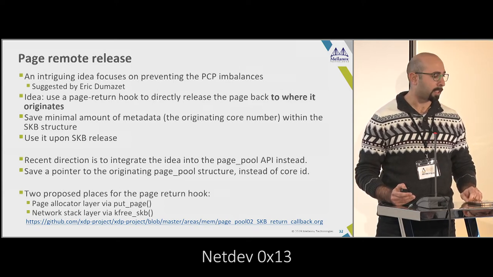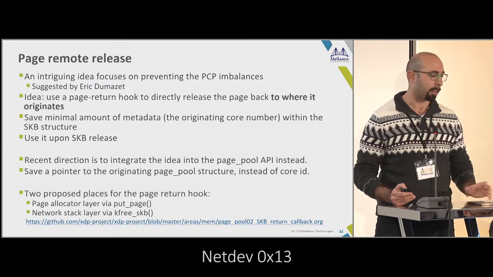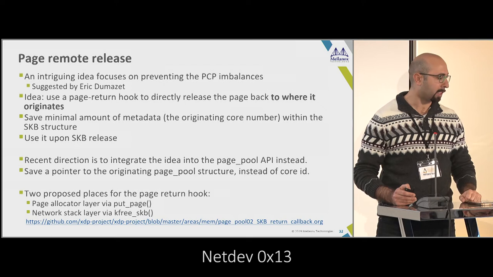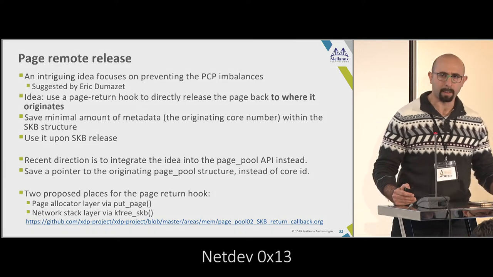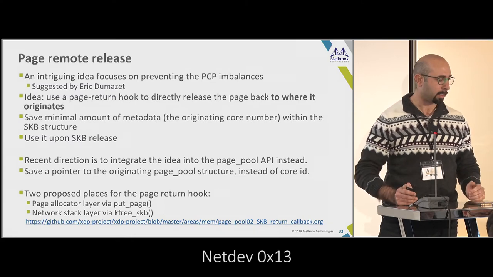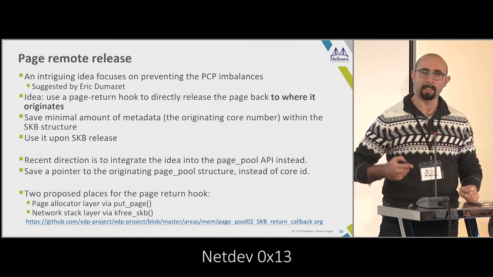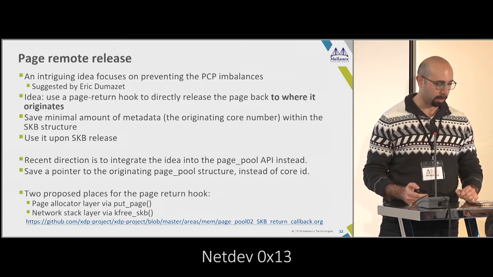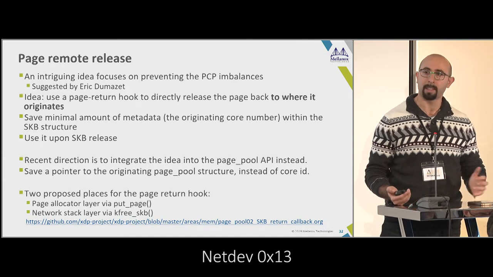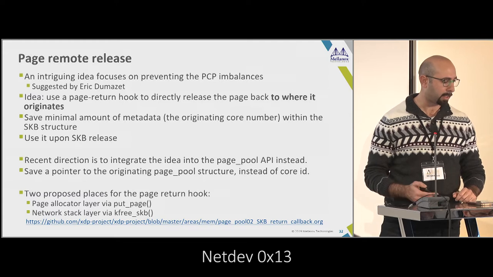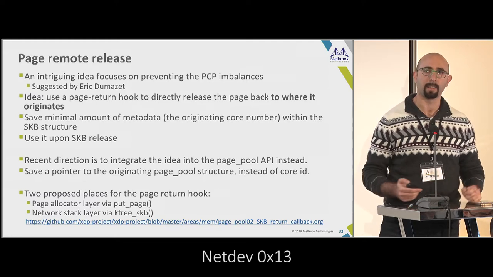For this, you need to save some minimal amount of metadata on the SKB structure and use it upon the SKB release. The recent direction is to integrate this into the page pool API and release the page back to the page pool and not to the PCP. Two proposed places were suggested: in put page and in K3 SKB. Currently, the direction is to go for K3.